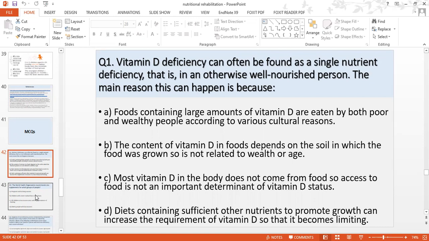C. Yes, it's C basically. As you know, vitamin D doesn't come from food. It's mainly dependent upon exposure to sunlight. So the most appropriate answer here is C.